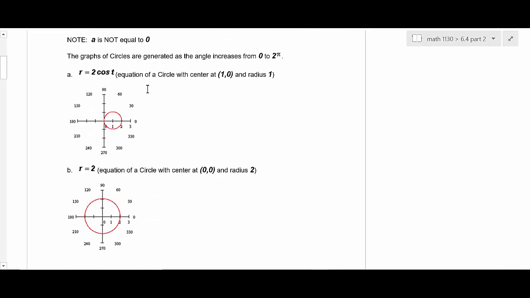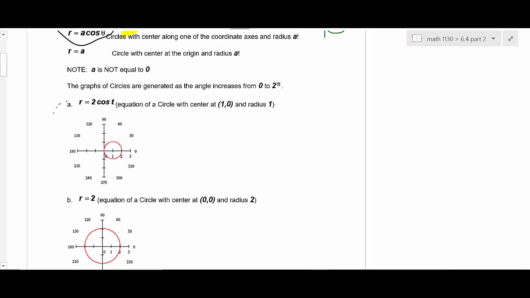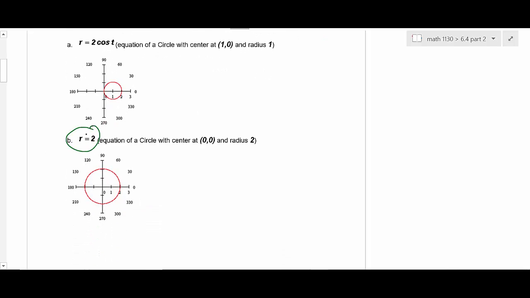The other one that you want to make sure that you know how to do is this one. It's super easy, but if you forget it, you can figure it out. I want to just review that. So if you had something like r equals 2, that's a circle that has a center of 0, 0, and a radius of 2 like that. If you forget that, I'll go over what I taught you last time.